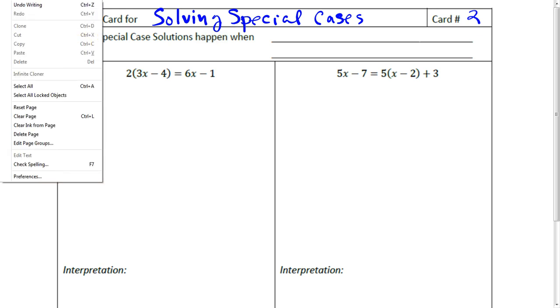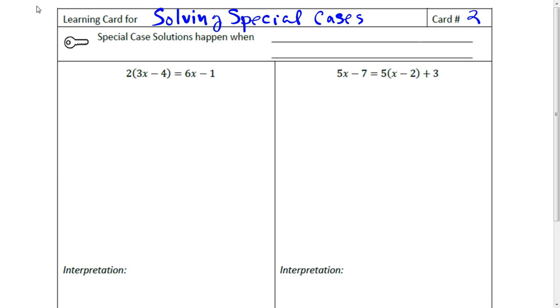Anyway, so we got a key here. And the key to special cases is that special case solutions always happen when the variable disappears, aka zeroes out. Okay? Sometimes you're going to go along and the variable just goes away. So the question is, now what?